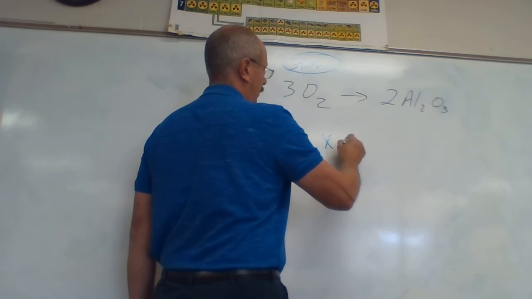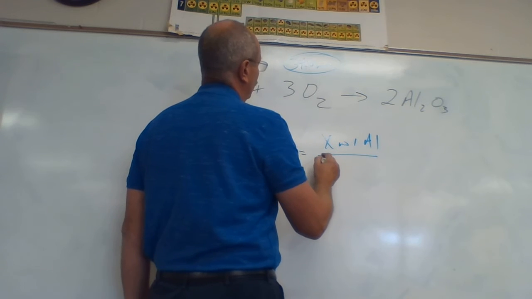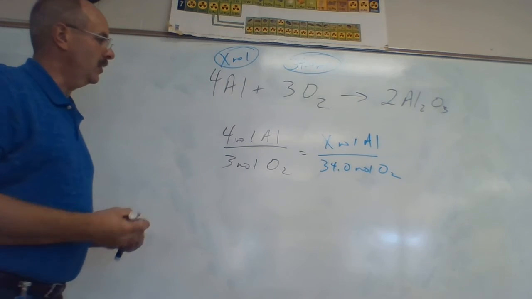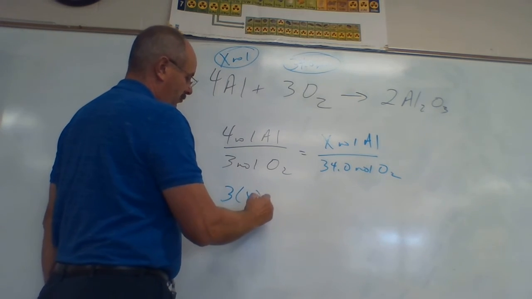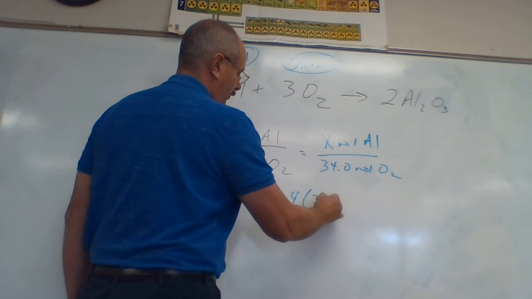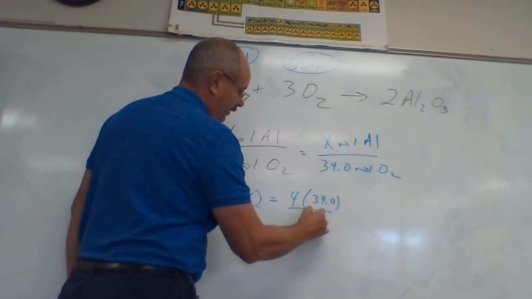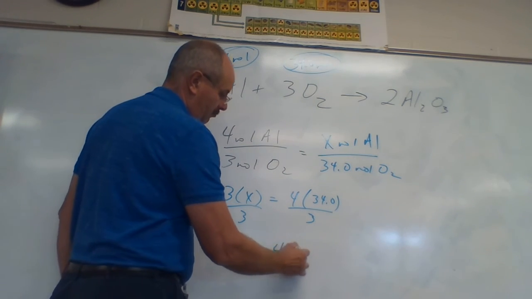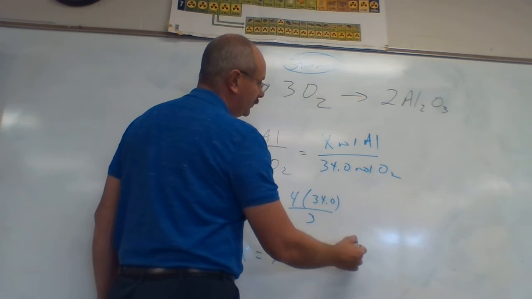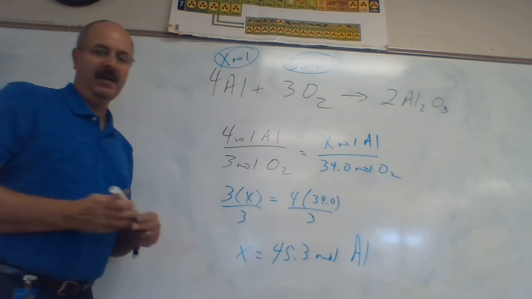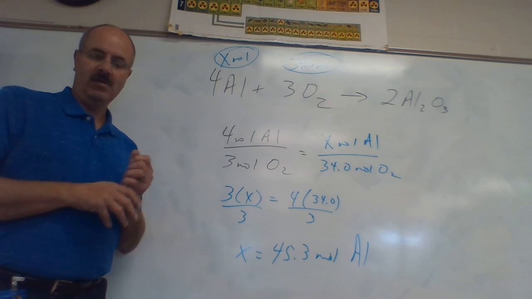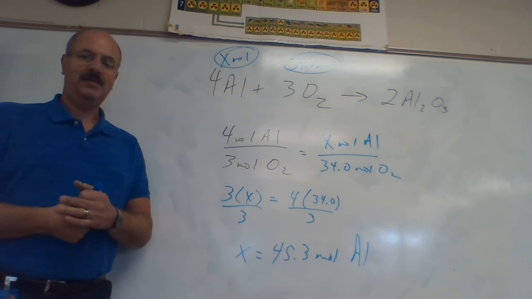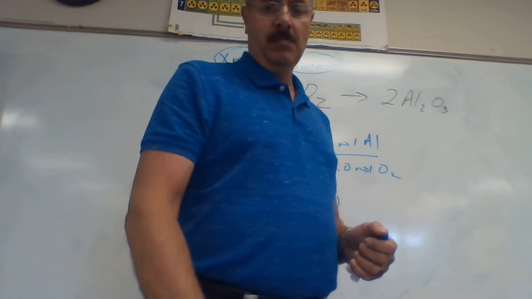Then we have X moles of aluminum over 34.0 moles of oxygen. Cross multiply: 3 times X equals 4 times 34.0. Divide by 3. So X ends up equaling 45.3 moles of aluminum is my answer. That concludes the 4 questions for mole-to-mole questions. Time to move on to the next topic, which will be mass to mass. See you in a bit.